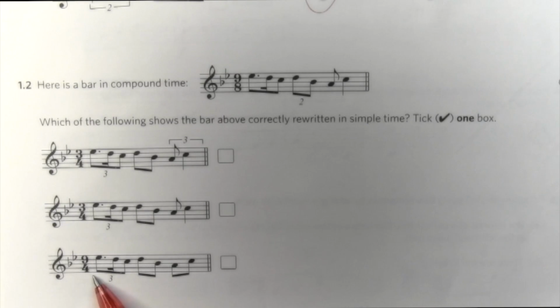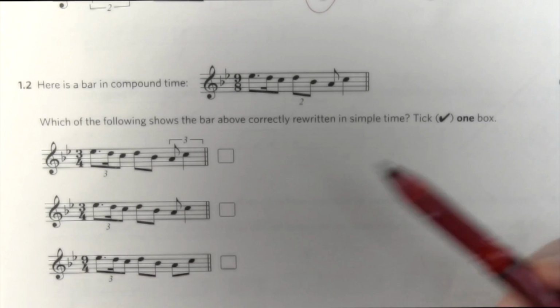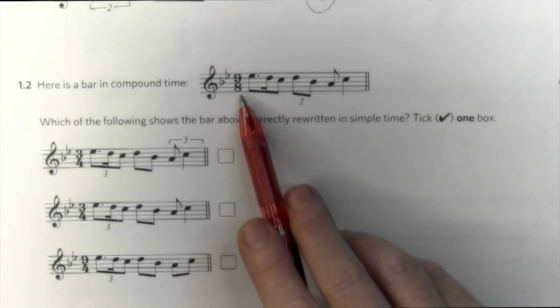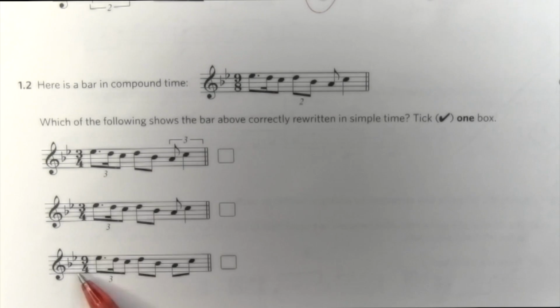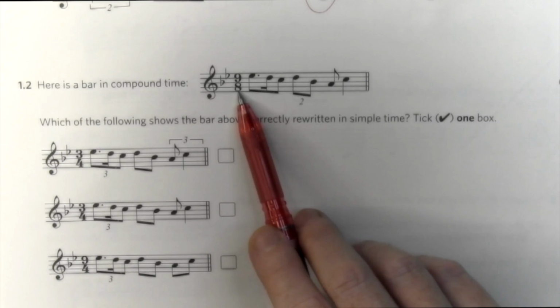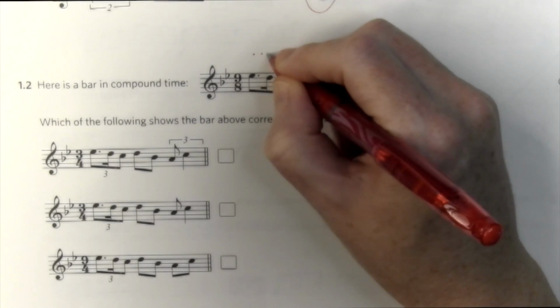Now 9/4 is not even a simple time, so we can exclude this one. 9/4 is 9 crotchets in a bar divided in 3 groups of 3. 1, 2, 3, 1, 2, 3, 1, 2, 3. And in fact, it doesn't really make sense because we have one crotchet, and another crotchet. They want to tease us that 9/8 in simple time becomes 9/4, but it isn't. 9/8 means 9 quavers, grouped in 3.